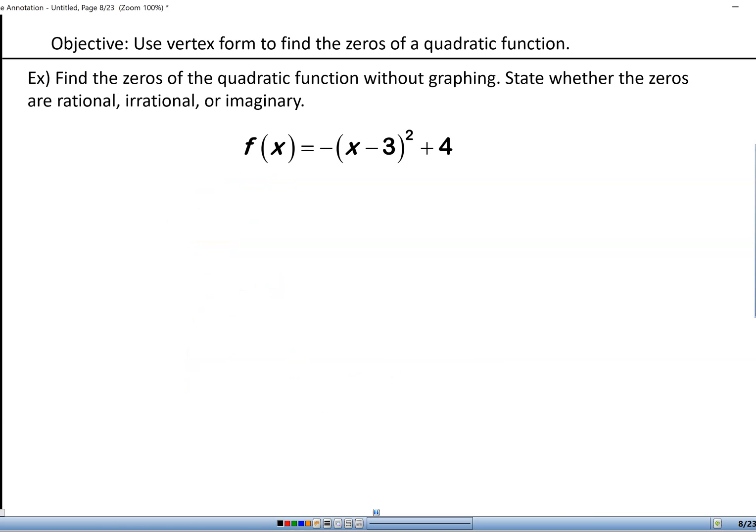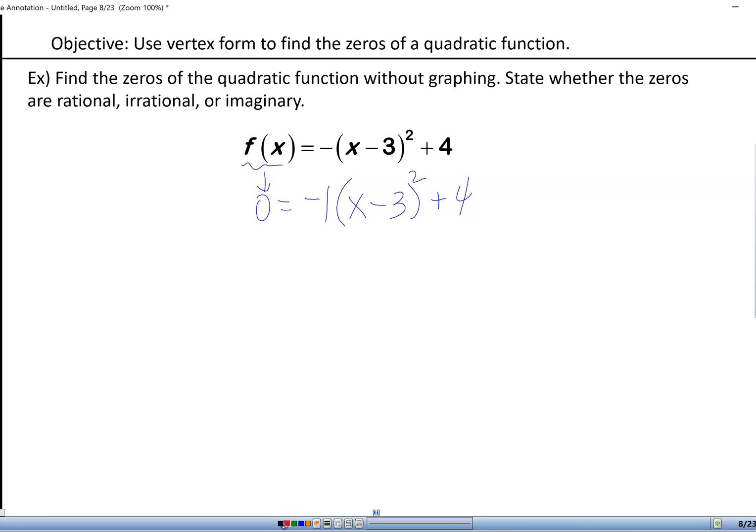All right, back to an example that we're going to do together. Okay, beginning is exactly the same. So our f of x becomes 0. We have 0 equals this negative. You might want to write a -1 instead of just a negative, but you don't have to as long as you've got the negative there.